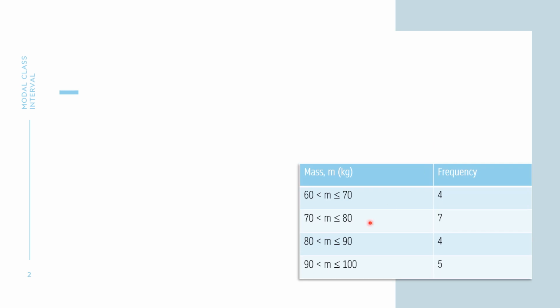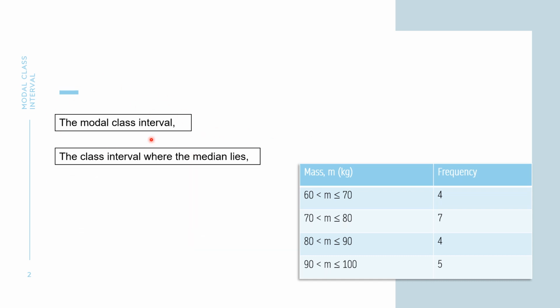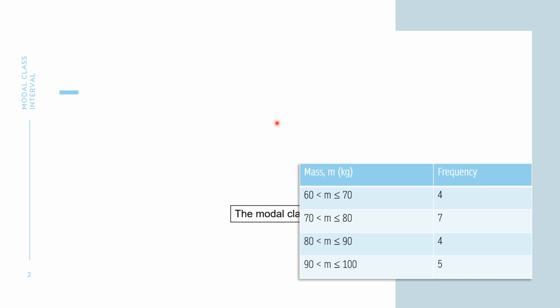So this is how group data looks like. This data represents the masses of 20 students, and we'll have to find all of this. So let's look at how to find the modal class interval first.